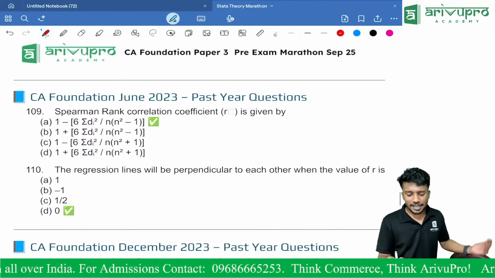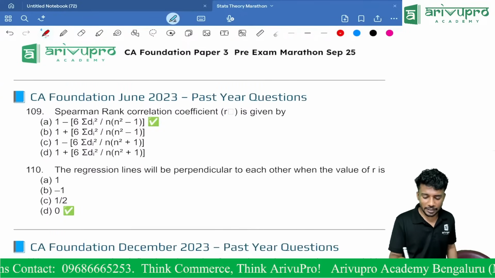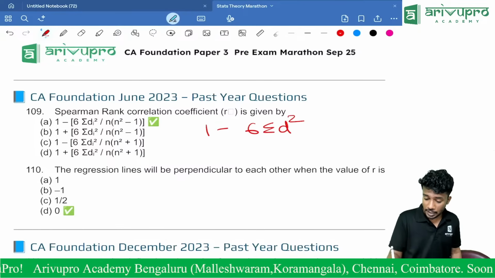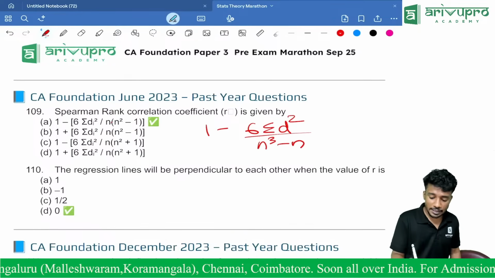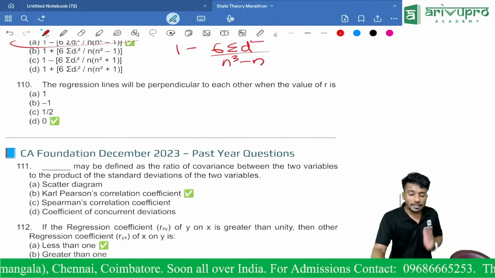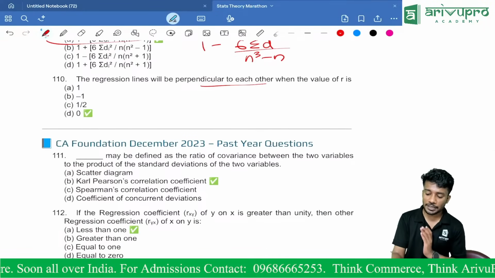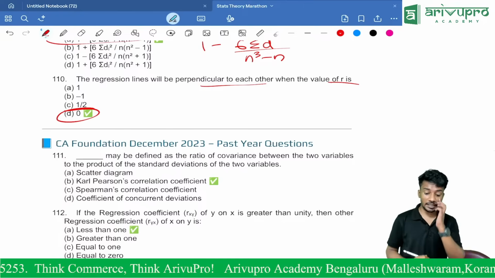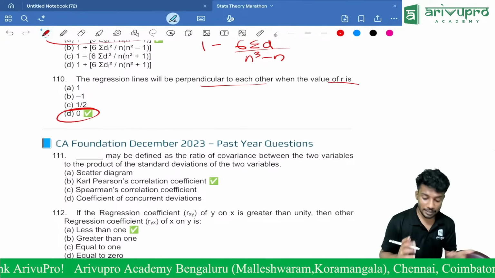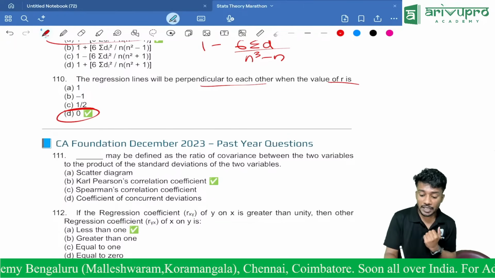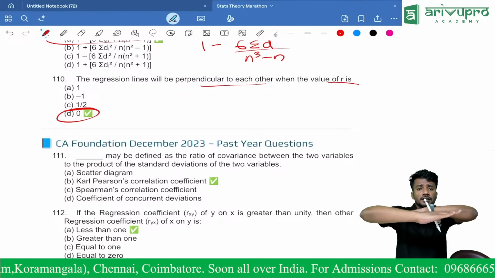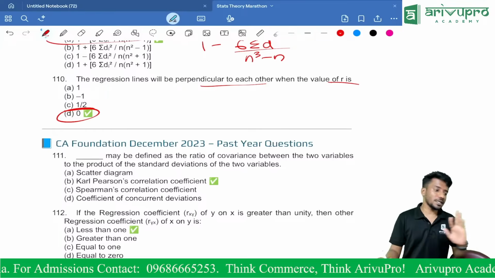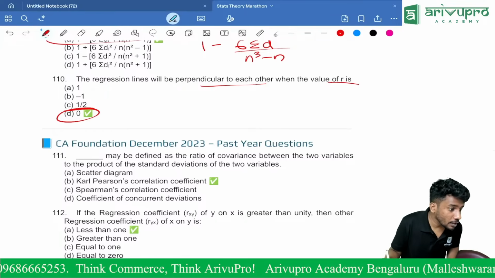Then Spearman's rank correlation coefficient, R, is given by what? What is the formula? We know it is 1 minus 6 sigma d square divided by n cube minus n. Looking at that, option A is your answer. If the regression lines are perpendicular to each other, then the value of R is equal to what? 0. When the regression lines are parallel to each other or one over the other, then it will be plus or minus 1.